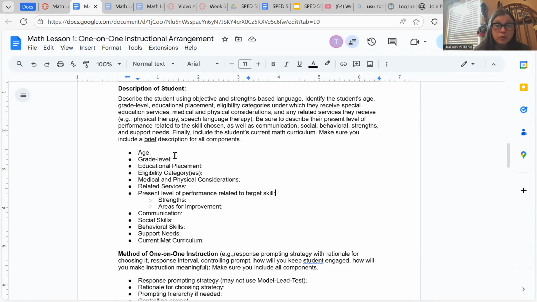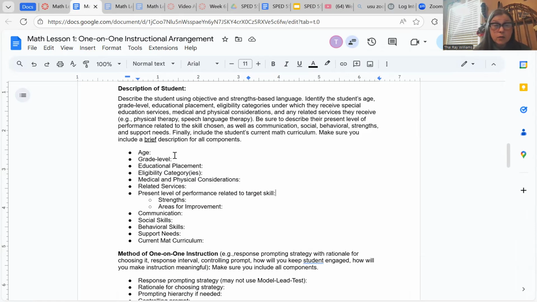For example, if you're working on rote counting to 10, a strength might be that right now they can rote count to 5. That's a strength, right? Maybe right now they can also count to 5 with one-to-one correspondence and they can identify the numbers 1 through 5, whatever that is. And what are their areas for improvement?